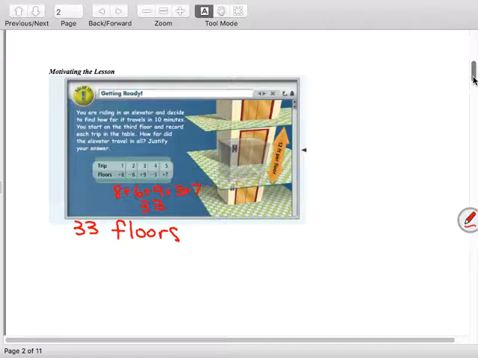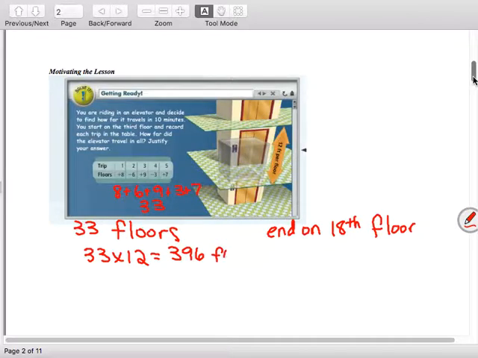If we started on the third floor, though, and we did our ups and our downs, what floor did we end on? 18. Okay, and then let's go back to each floor is 12 feet. George, what did you get for how many feet total? 396. 396 feet. Okay, nice work.